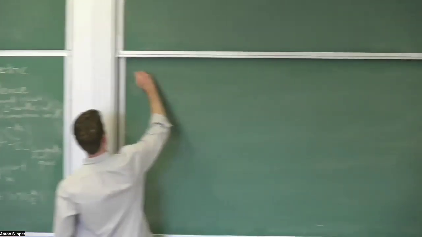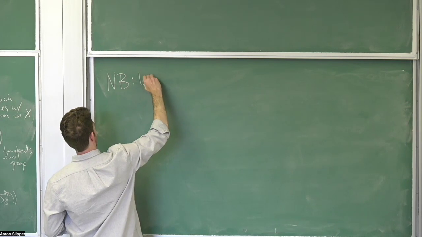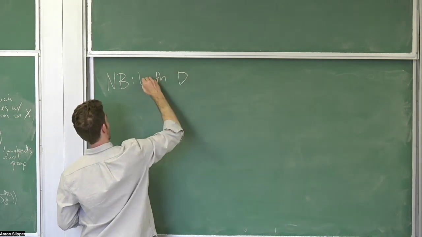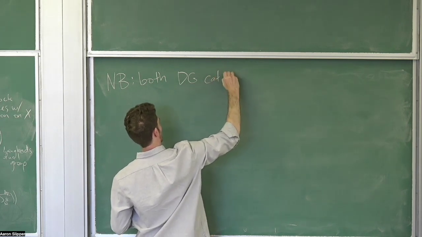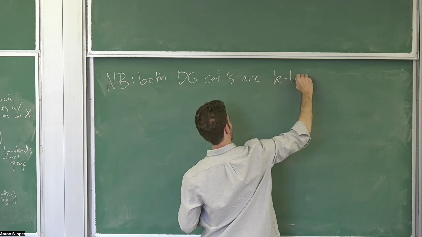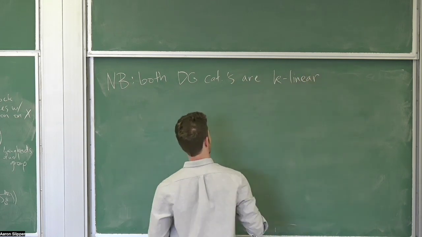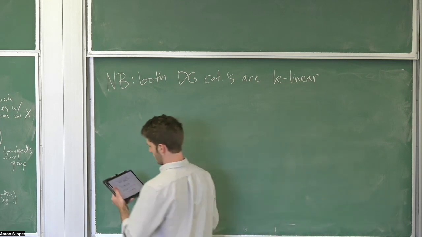Some remarks on this that we'll keep in mind for later: both DG categories that appear on either side of the equivalence are themselves k-linear. Maybe it seems like a dumb thing to say, because everything is k-linear here, but that's the point I'm making.